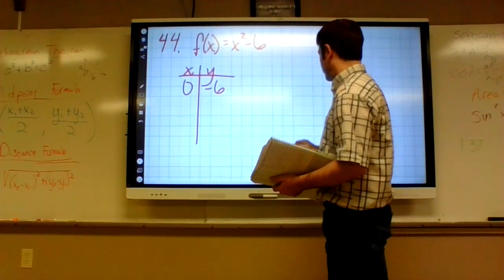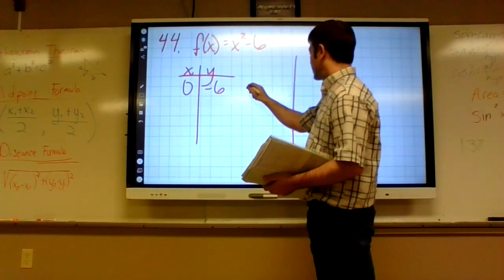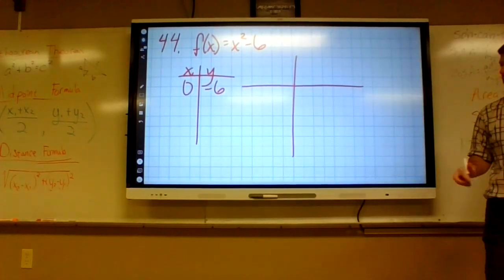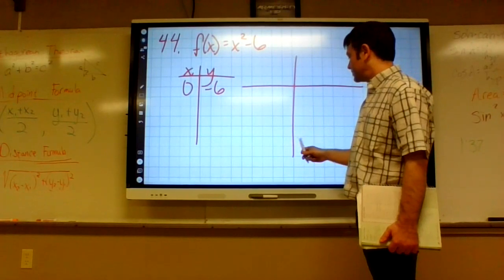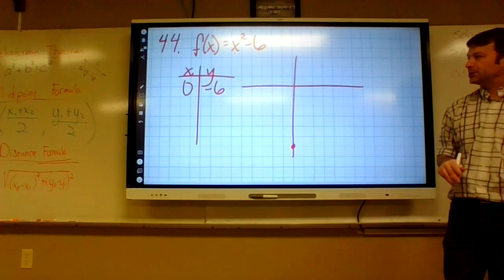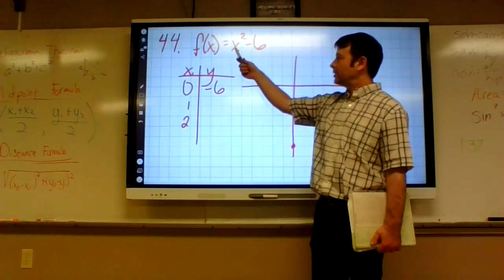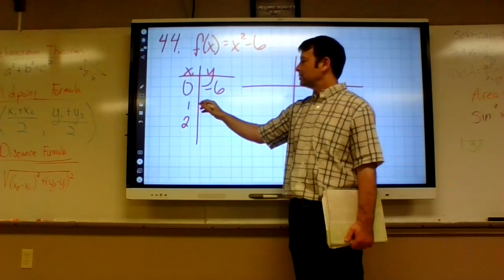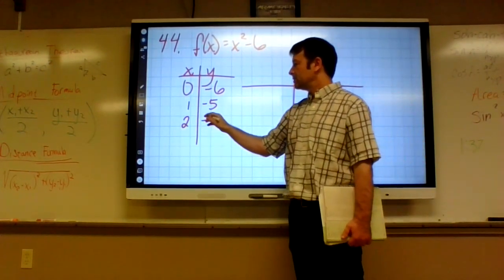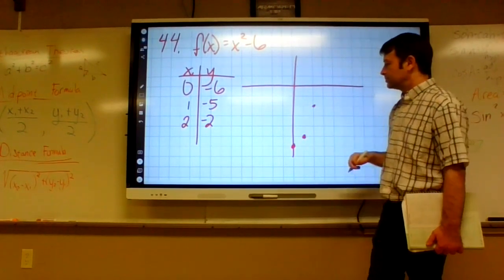Since the vertex is low, you might want to put your x-axis a little bit high. 1, 2, 3, 4, 5, 6. Okay, what other x values would be good to use? 1 and 2. If I plug in 1 squared minus 6, negative 5. If I plug in 2 squared minus 6, negative 2. So 1, negative 5, and 2, negative 2.